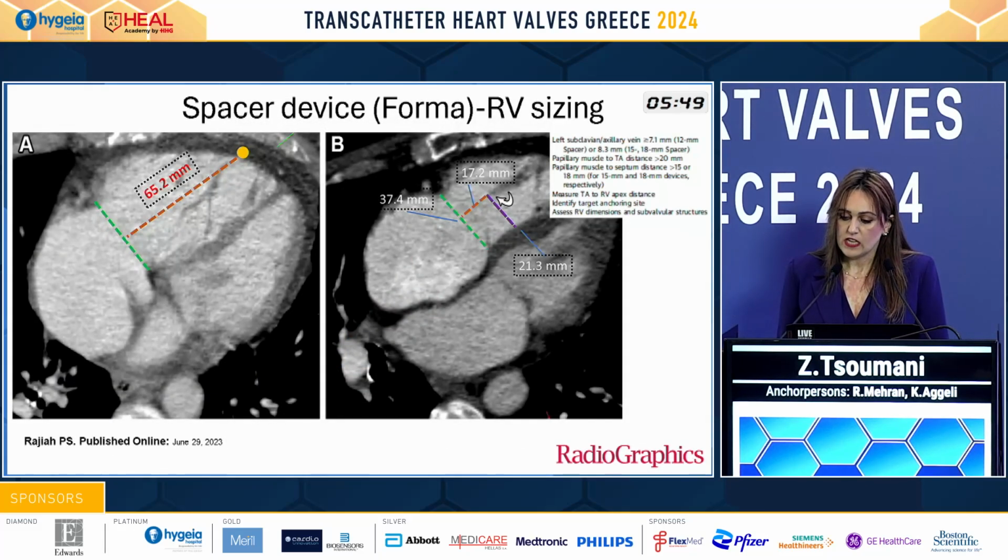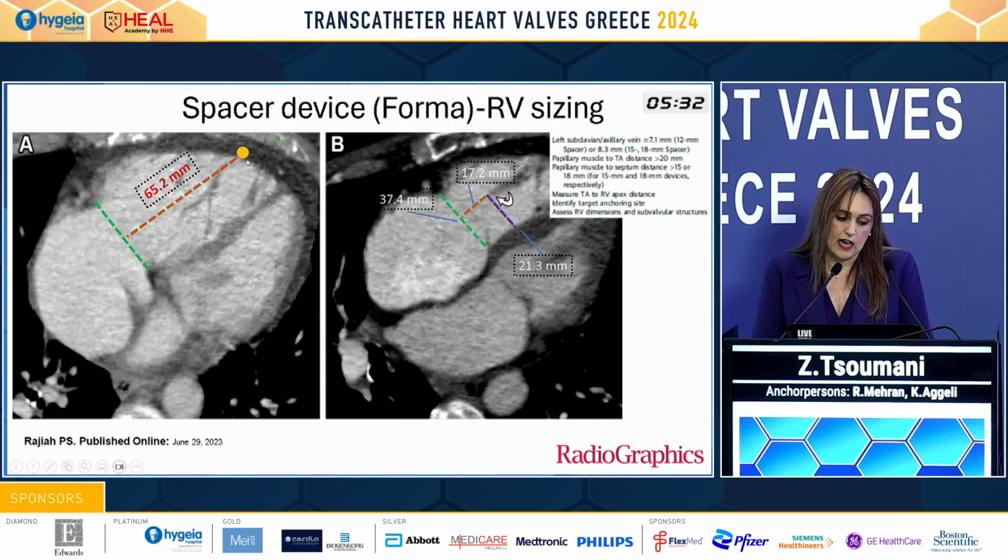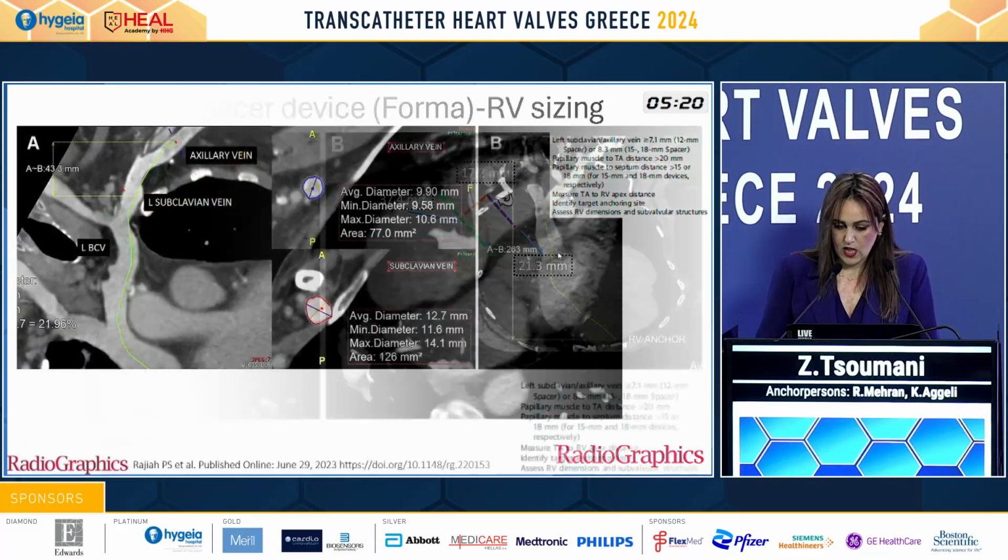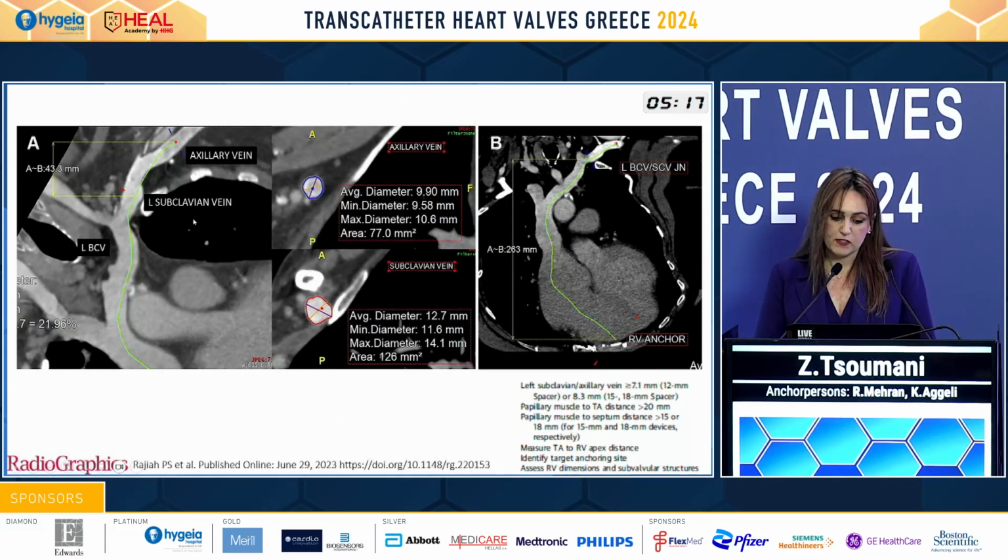Another example is when we have to use a spacer device, for instance FORMA here, where we have to measure the RV size perpendicular to the tricuspid valve to the RV insertion point of the device, the height and width of the anterior papillary muscle, as well as the diameters of the left subclavian vein and the left axillary vein.